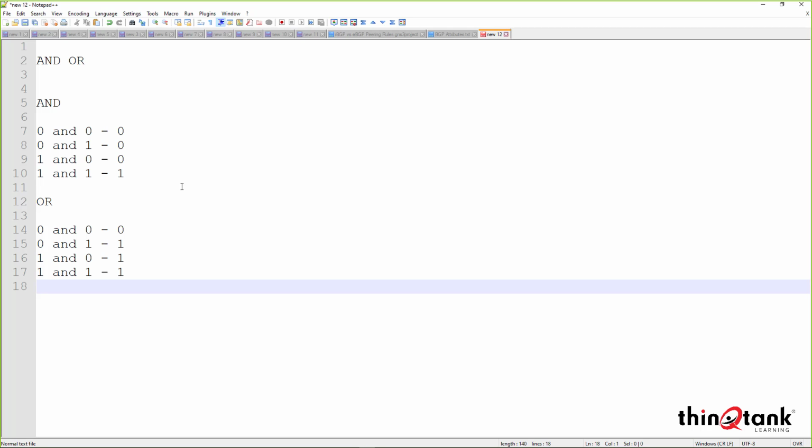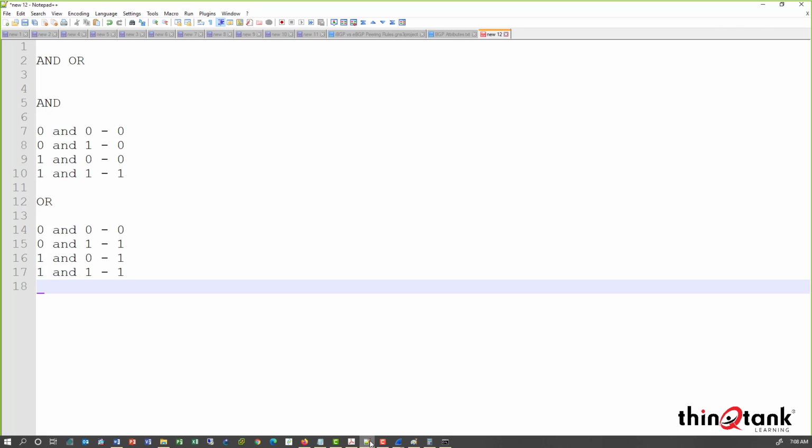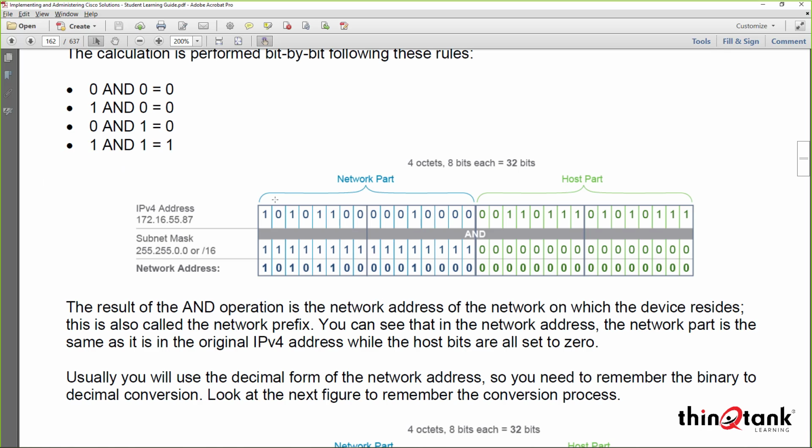And the reason why I bring this up is because the way that you can calculate, say, a network ID and a broadcast ID is to do these Boolean operations. I'm going to show you an easier way to do it where you don't have to worry about the Boolean operations, but they're saying the result of the AND operation ends up being the network address of the network on which the device resides. So if I take the IP address in binary format and I take the subnet mask in binary format, the end result of the AND operation is the network ID.